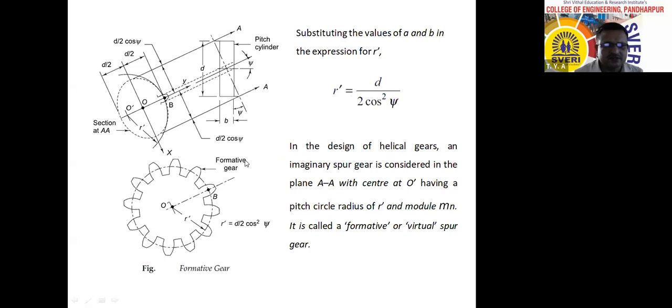See that this gear tooth they have drawn here is nothing but an imaginary spur gear tooth. Therefore, in the design of helical gears, an imaginary spur gear is considered in the plane AA. See that this is the imaginary spur gear with center O dash, having a pitch circle radius R dash and module Mn. It is called a formative or virtual spur gear.